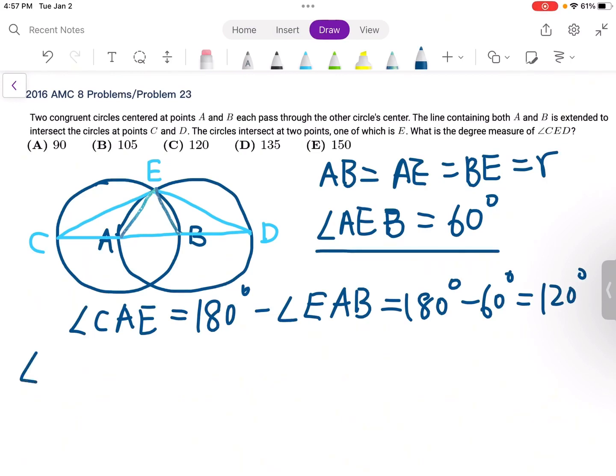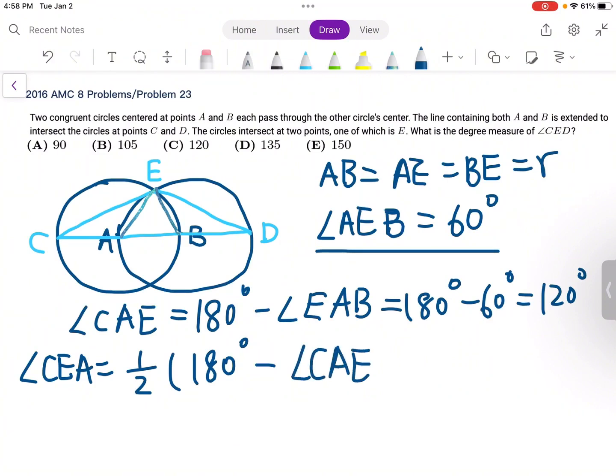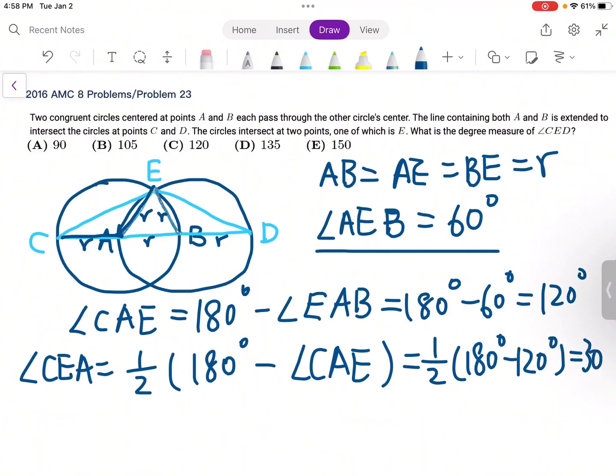Then we know that angle CEA equals 1/2 of 180 subtract angle CAE, because AC equals AE equals R here. These are all R's. So that means it's 1/2 of 180 degrees subtract 120 degrees, and that equals 30 degrees.